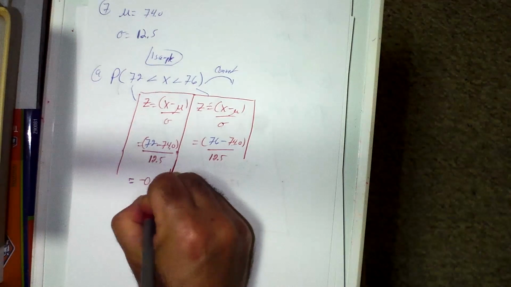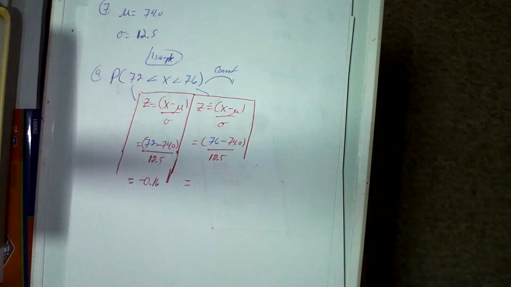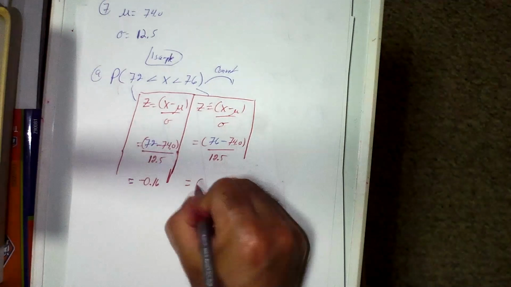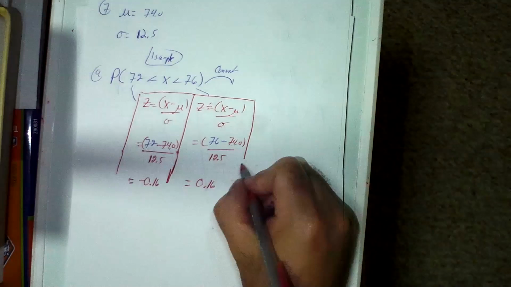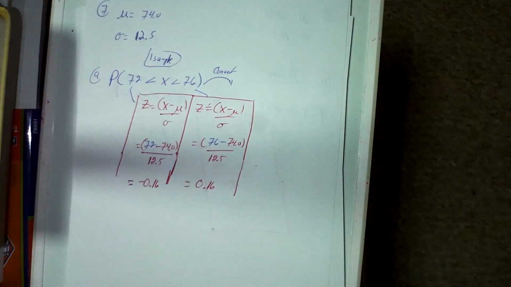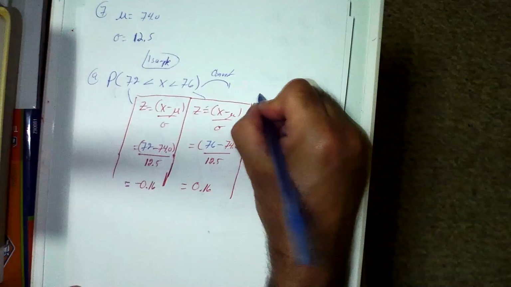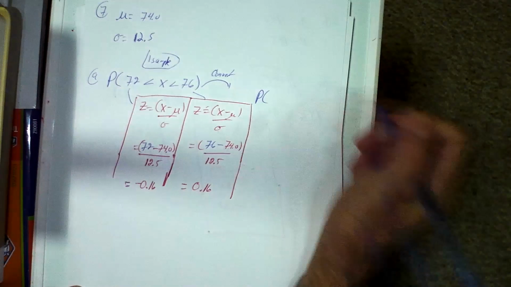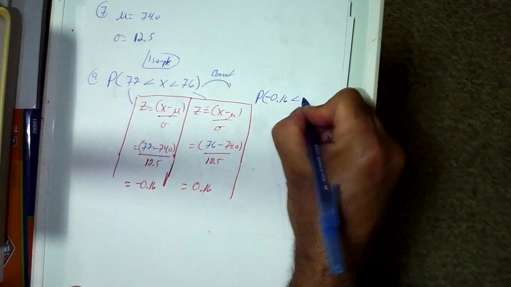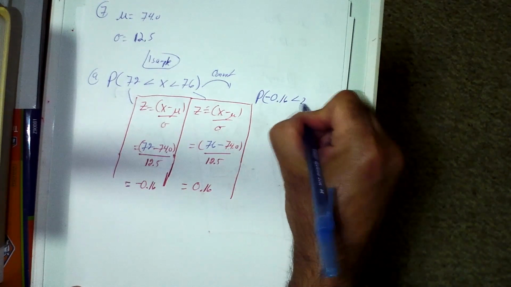Negative 0.16 is the first one. I think the other one's positive 0.16. Huh, it is. I am psychic. It's the same number, but opposite signs. What a coinky dink. Negative 0.16 less than Z less than 0.16.